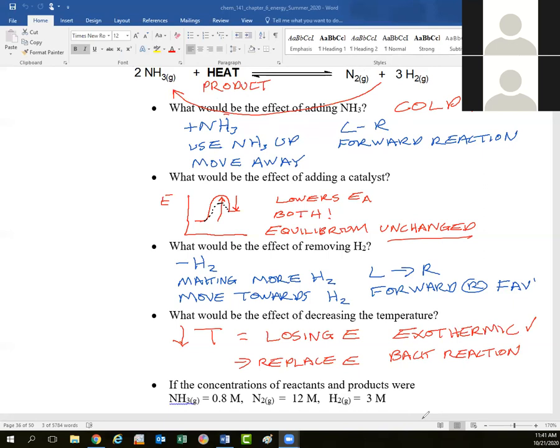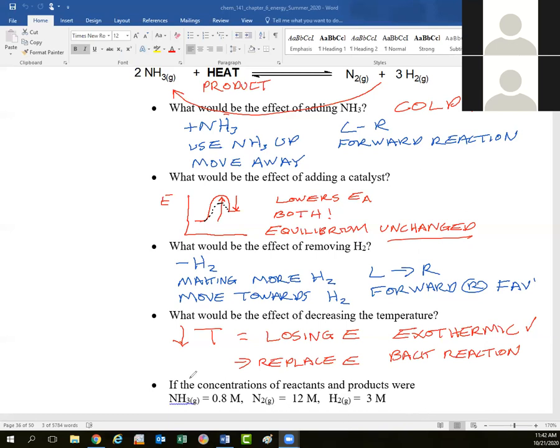Because the back reaction is giving out energy along with the ammonia, NH3, the back reaction is exothermic. We favor the exothermic when temperature drops, and we favor the endothermic when temperature rises, because the system is trying to compensate in each case. Okay.